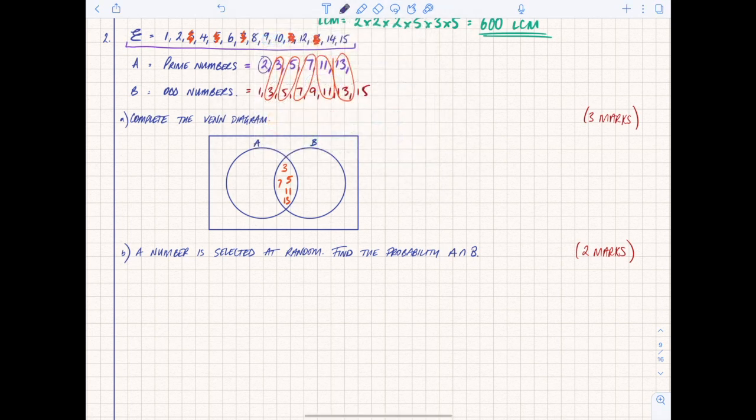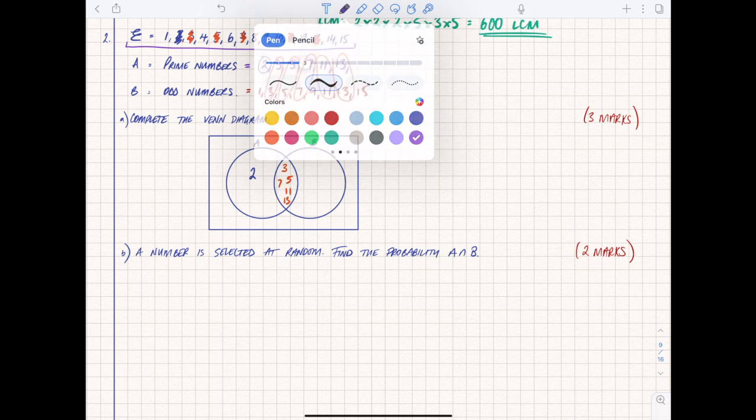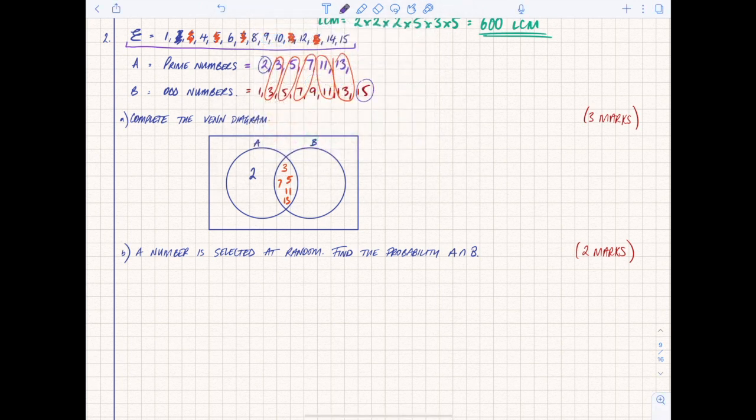So I've got a 2 here that needs to go in A, because that's left over, it can't go anywhere else. Then I cross that off. And then I've got this 15 and this 1 that needs to go in B. So 1 and 15 can go in there. Cross that off and cross that off from the top of your list as well there. Okay, so I've dealt with all my prime numbers, I've dealt with all my odd numbers.